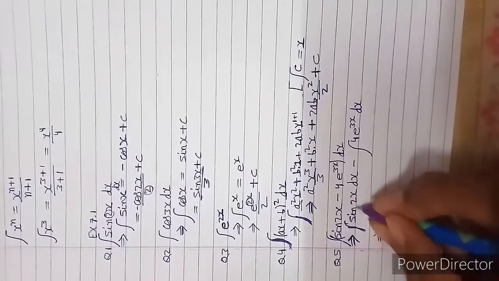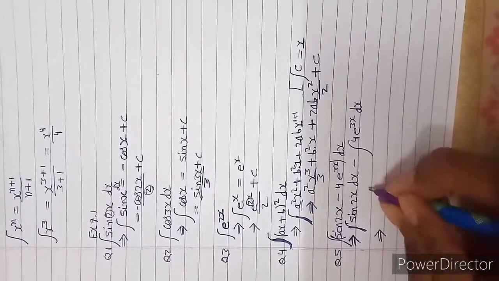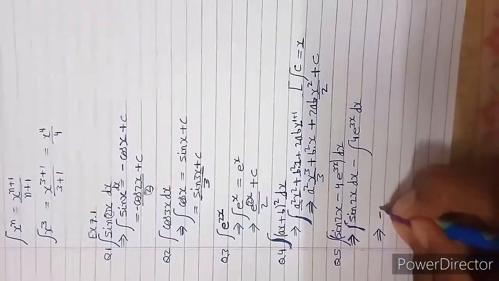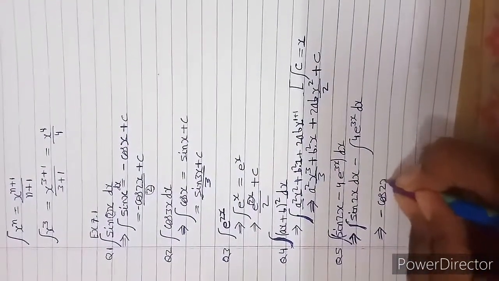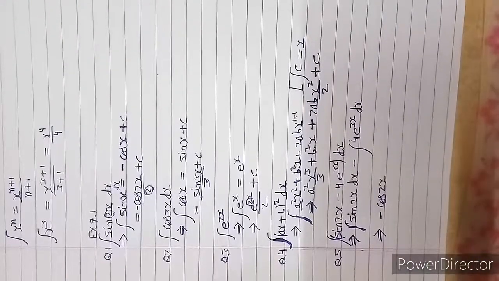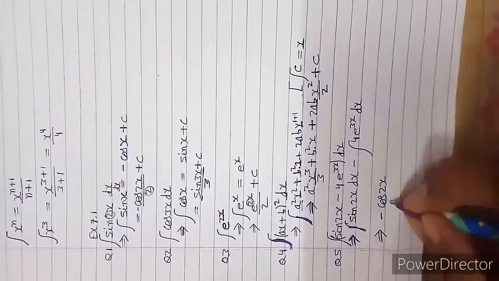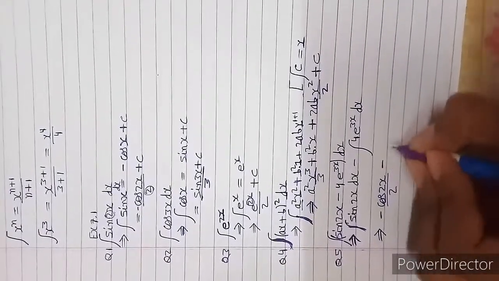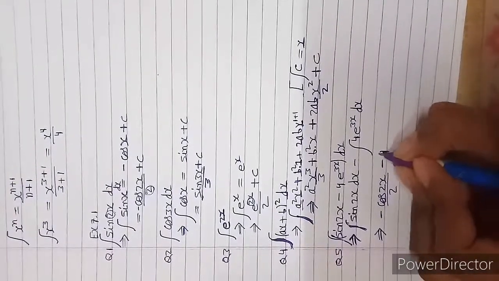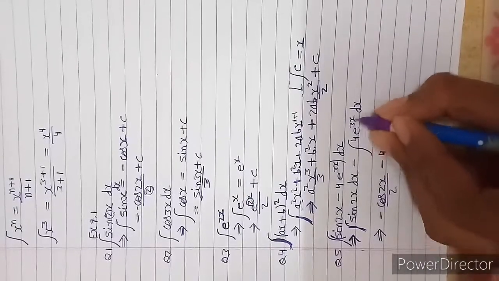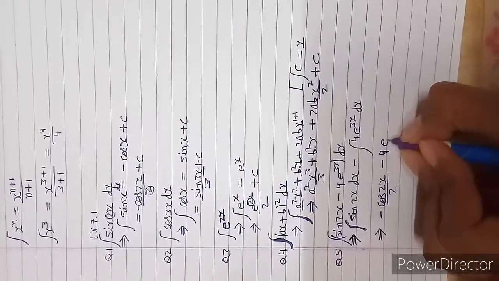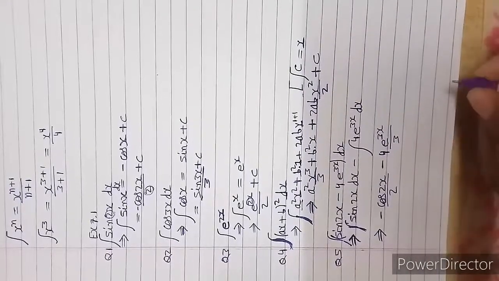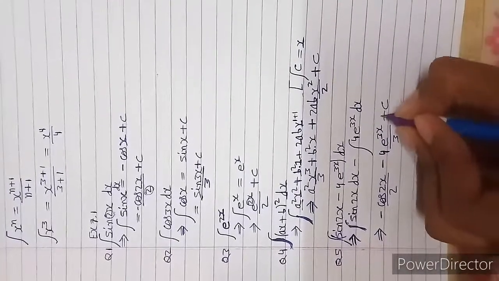So what is the integration of sin 2x? We have already written it here: minus cos 2x, divided by 2. Now minus 4, we will take it outside. What is the integration of e to the power 3x? It is simply e to the power 3x only, and in the denominator we have to put 3. Now plus c.